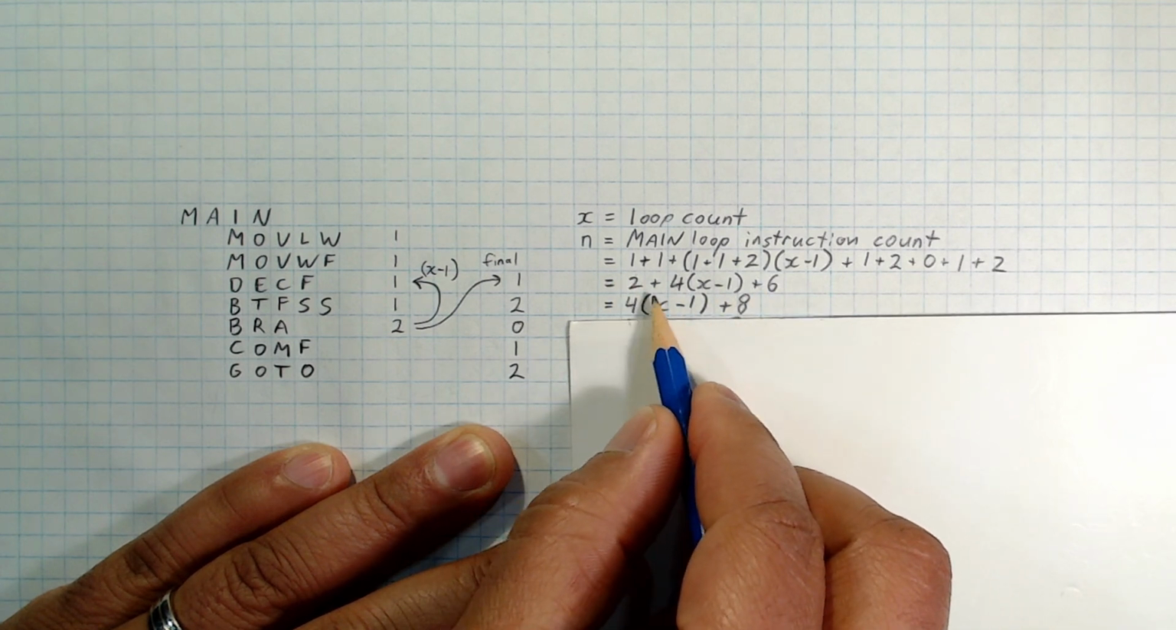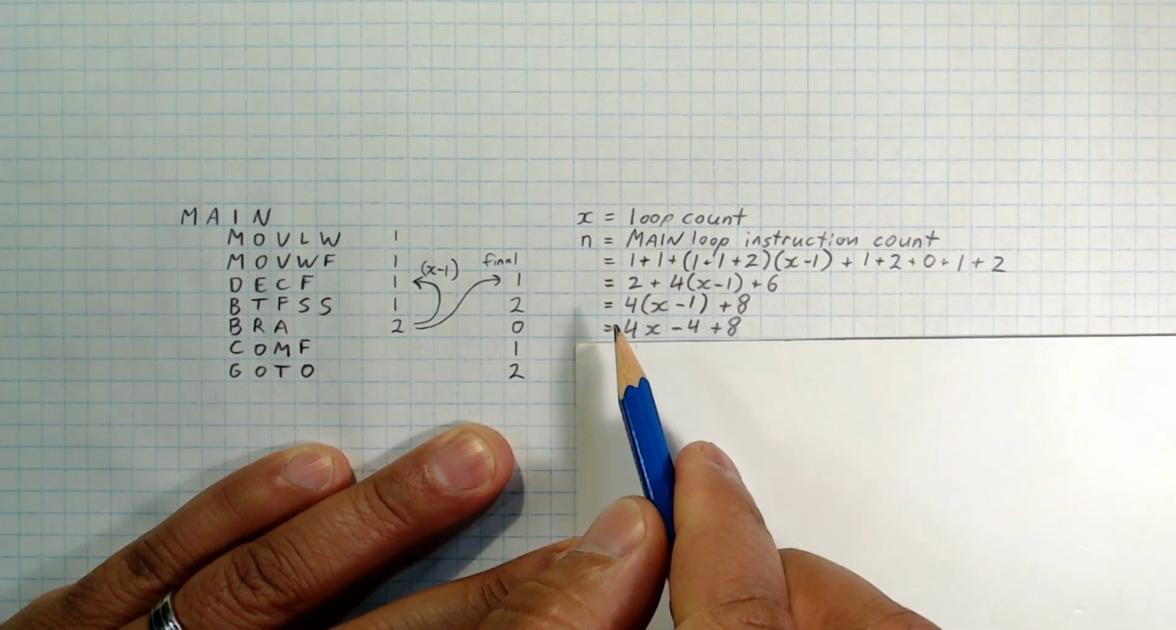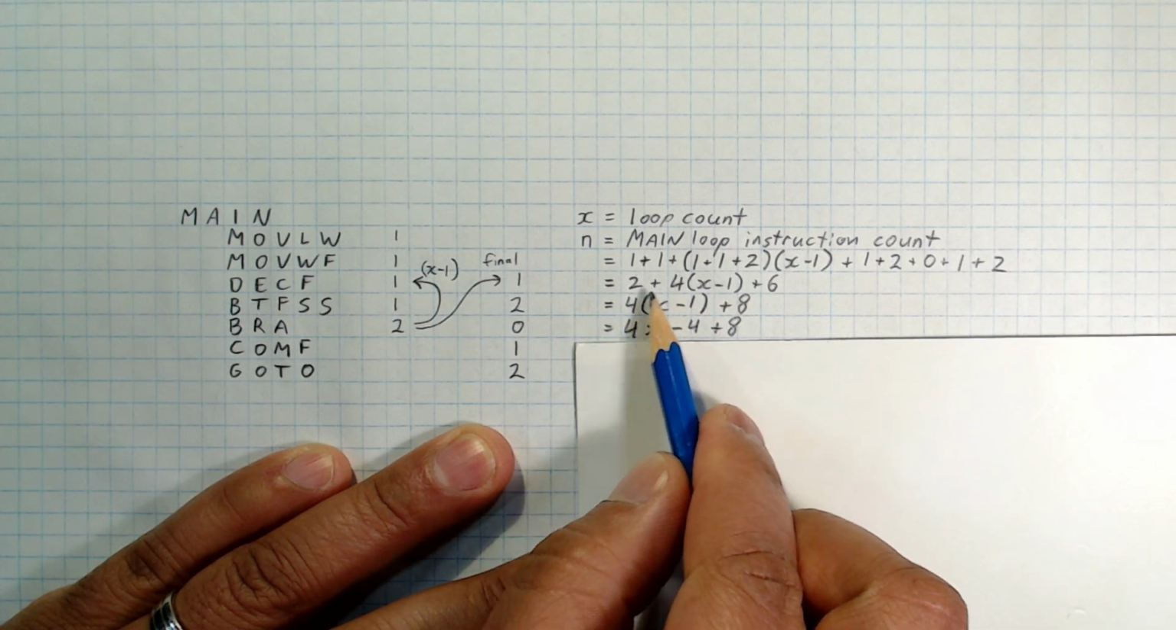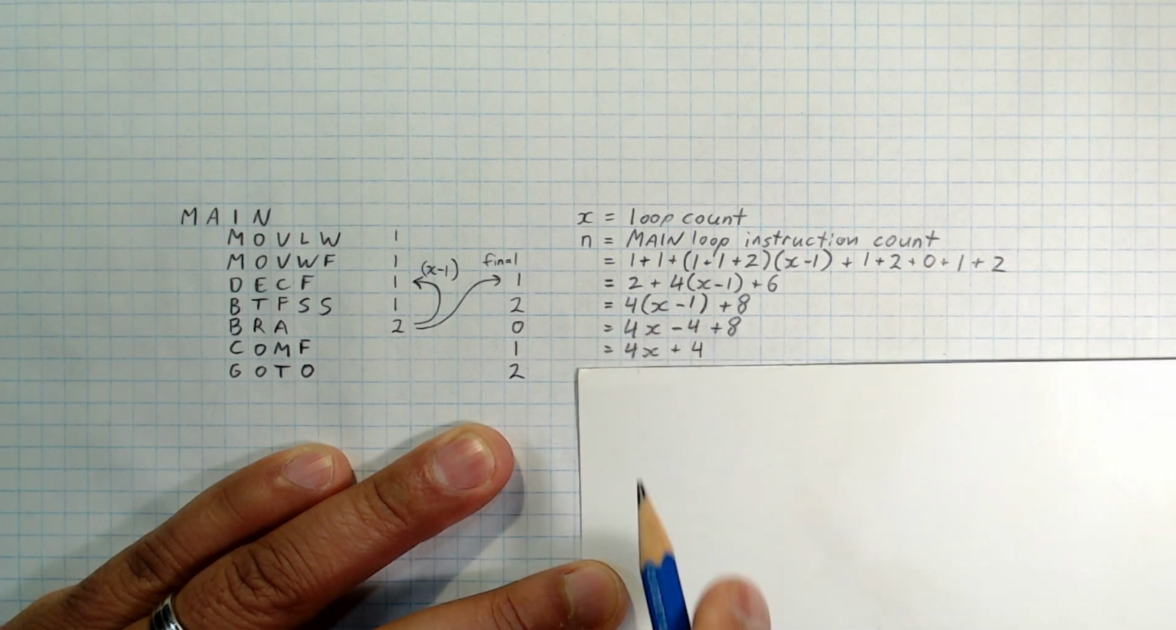So now we have 4 times x minus 1 plus 8. Simplify a little bit further: 4 times x minus 4. We basically work that part out, and then we add the 8, which leaves us with 4x plus 4. Now that expression, 4x plus 4, gives us n, or the number of instructions in the main loop.